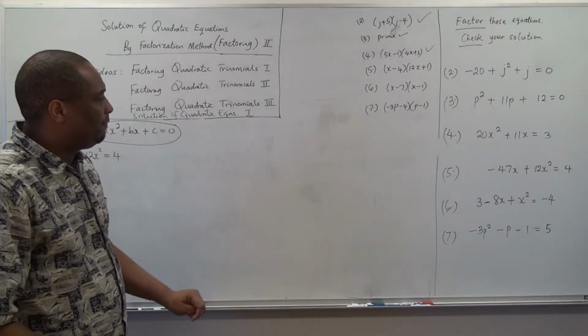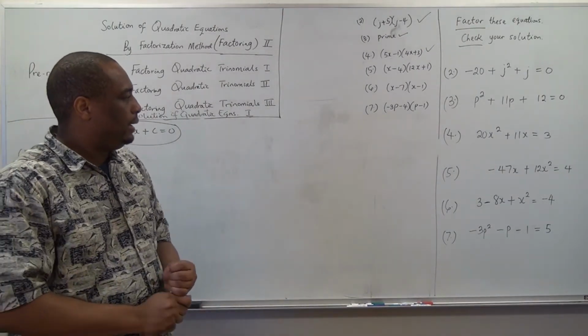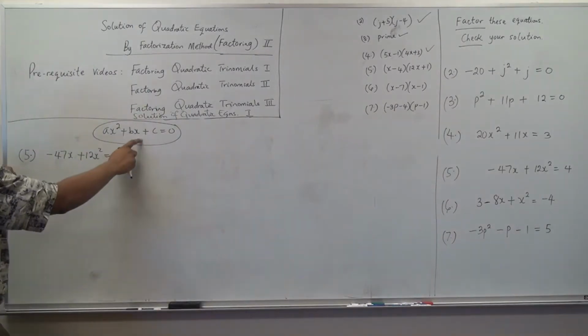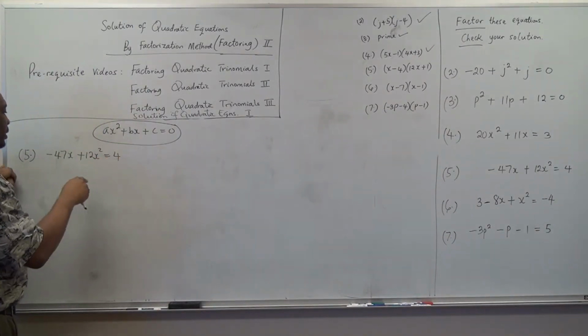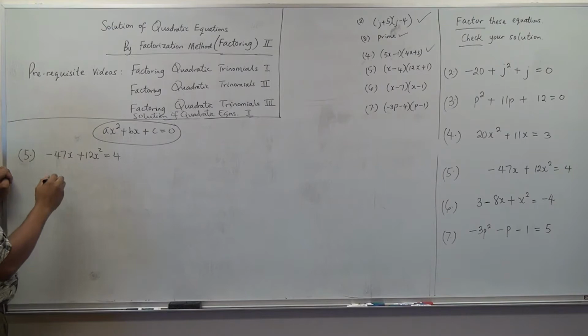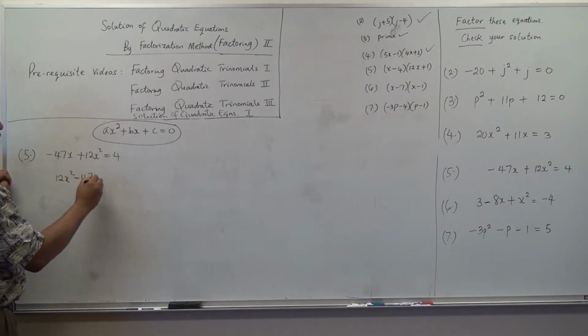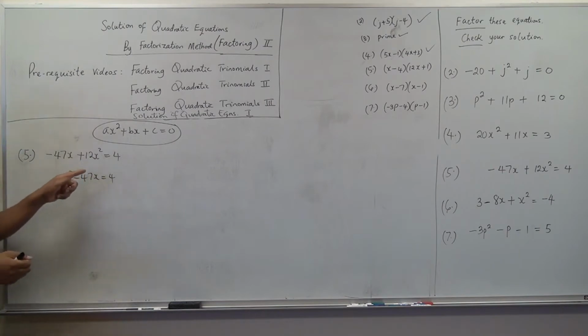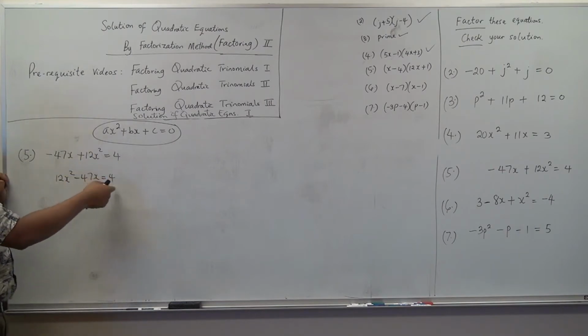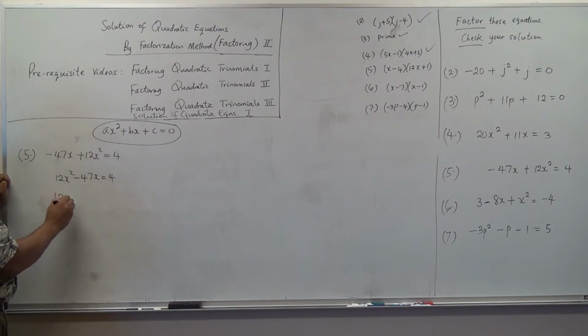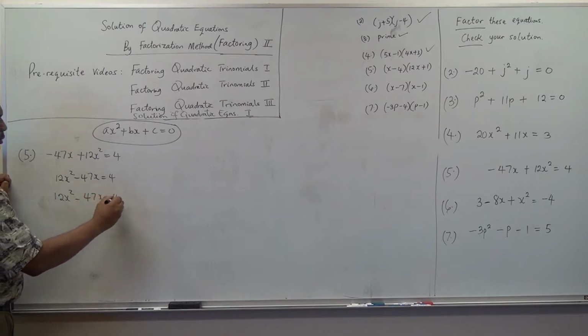All right, number 5, we have that, and we want to make sure it is in the general form. So actually this will be 12x squared minus 47x equal to 4, right? And then you move this over here, so you can put 0 here. Remember, linear equations, you can watch my videos on it. 12x squared minus 47x minus 4 equal to 0.